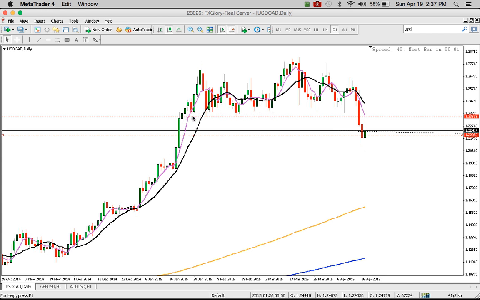See, look, boom, respected, respected, respected, respected, and it kept respecting it. It took a big candle to break it. I know you see this big candle. It's on a day chart. So a big candle broke it, okay?